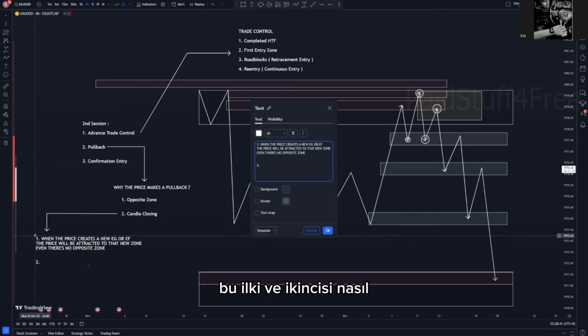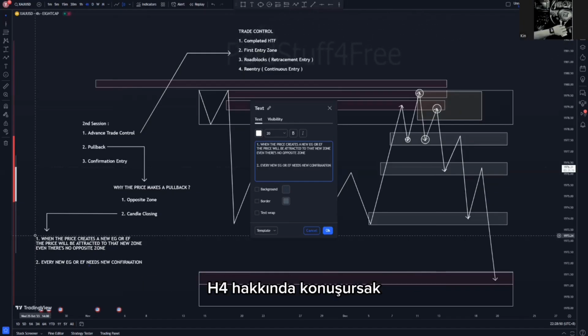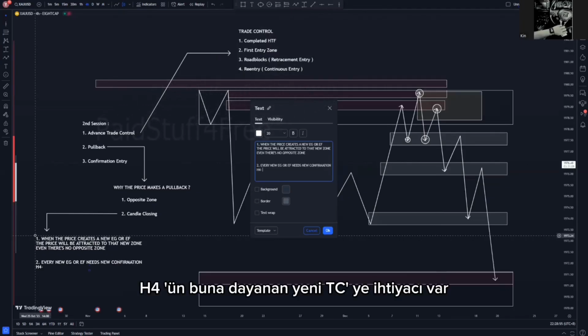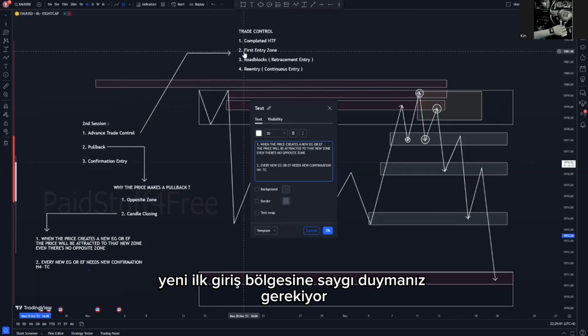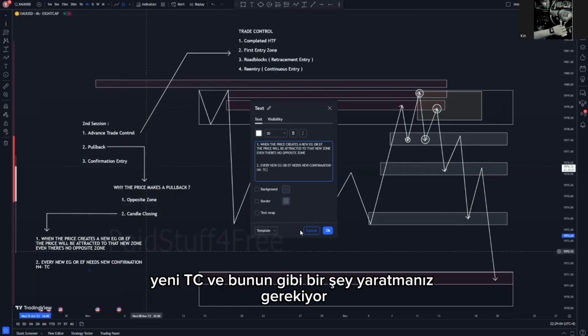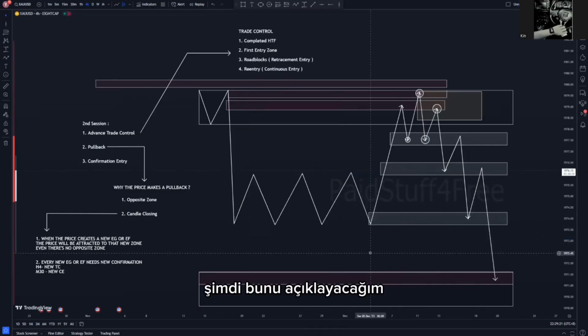And how about the second one? Every new EG or EF needs new confirmation. If we talk about the H4, it needs a new TC, which is based on this one. Maybe it needs a new first entry zone, needs to respect the new first entry zone, and create a new TC. And if we talk about the M30, the price needs a new CE. H4 needs a new TC and M30 needs a new CE. Right now I'm going to explain this.